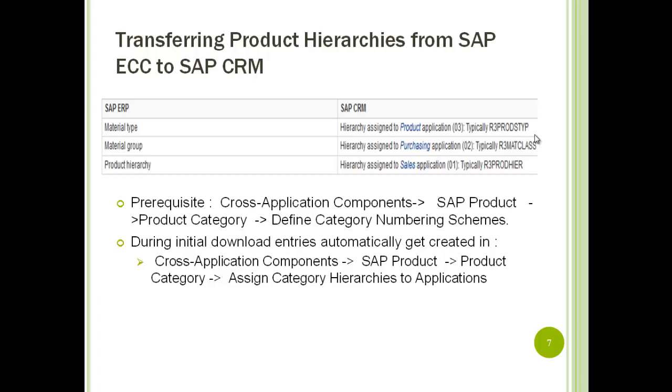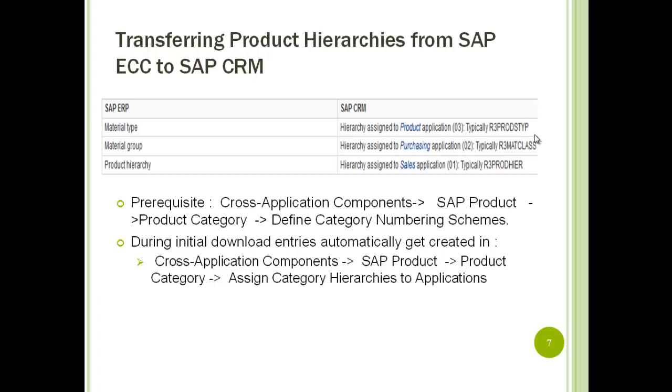Now if we talk about the subsequent changes, once you have replicated a hierarchy from SAP ECC, you should not change the assignment to an application. If you change the hierarchy assigned to an application, for example sales or products, and then perform a material download, that will cause an error. As a result of downloading the category, the SAP CRM hierarchy is extended with the new data. So it's not advisable to change it.